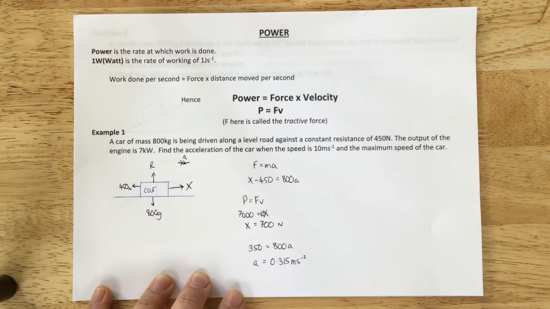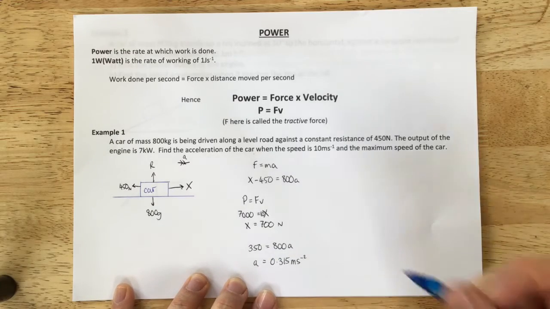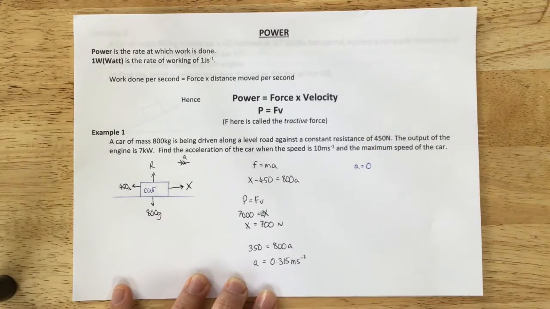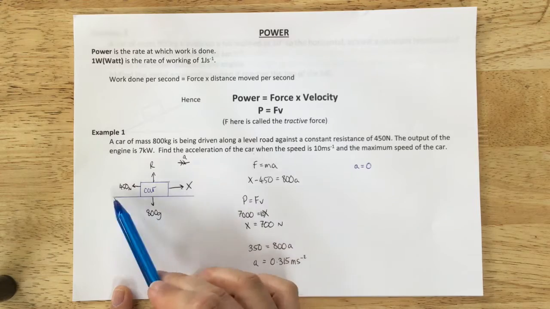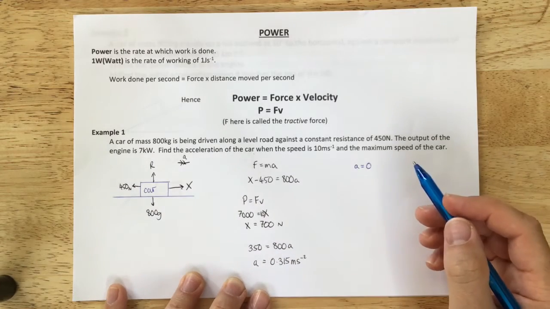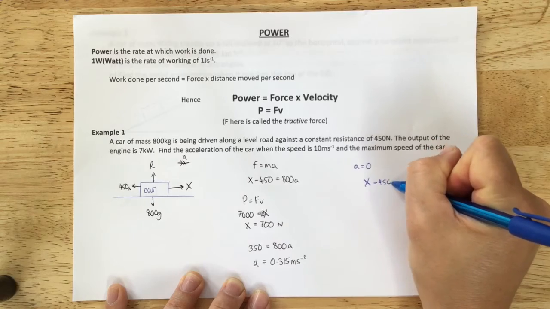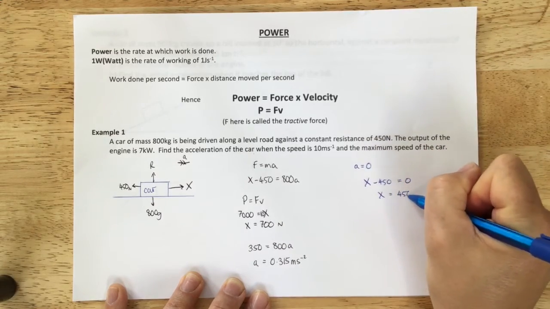Now the second part of this question says, find the maximum speed of the car. When it's at its maximum speed, it can't get any quicker. Its acceleration is equal to 0. So when it's equal to 0, the force x must equal 450 newtons. So x minus 450 equals 0 in Newton's second law, where x equals 450.